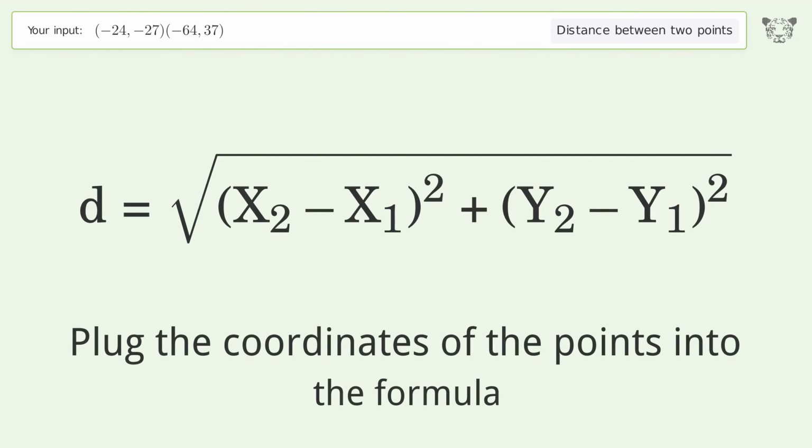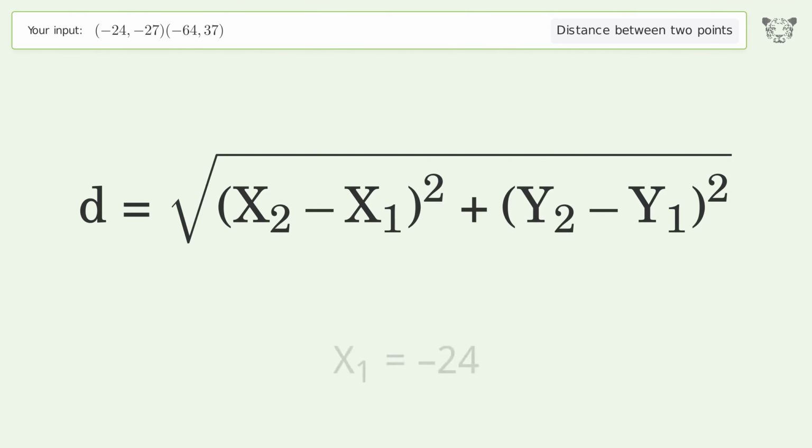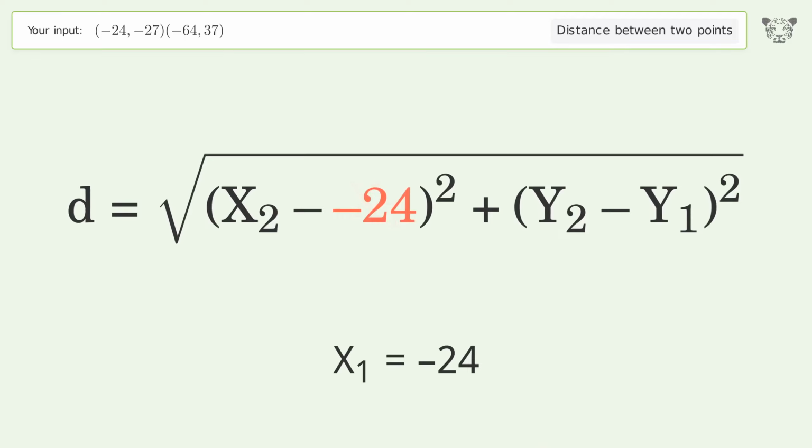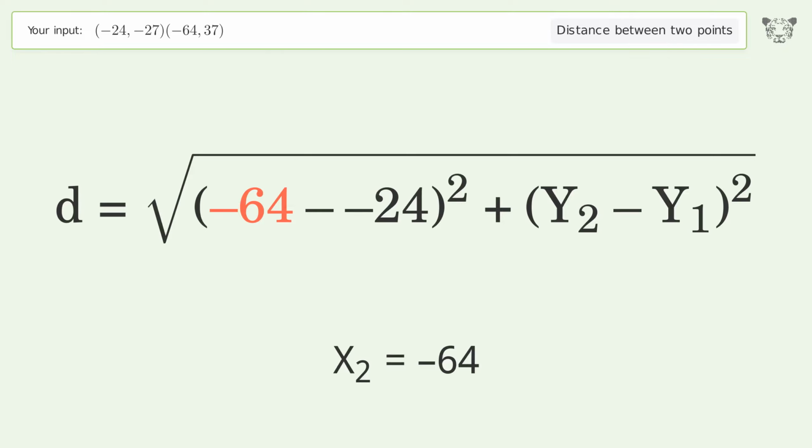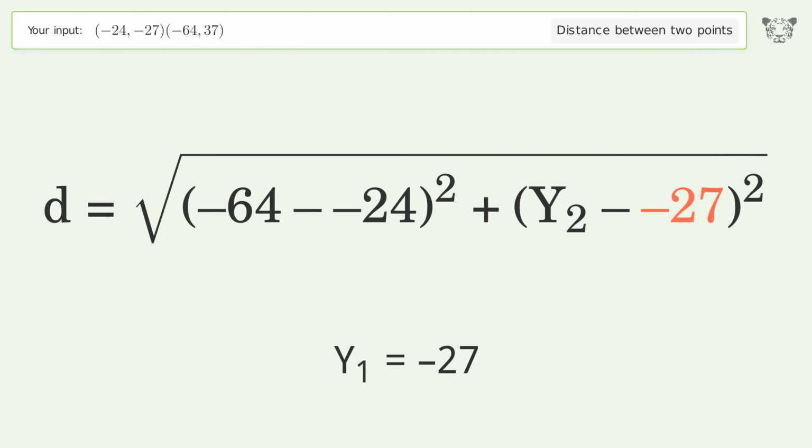Plug the coordinates of the points into the formula. x1 equals -24. x2 equals -64. y1 equals -27. y2 equals 37.